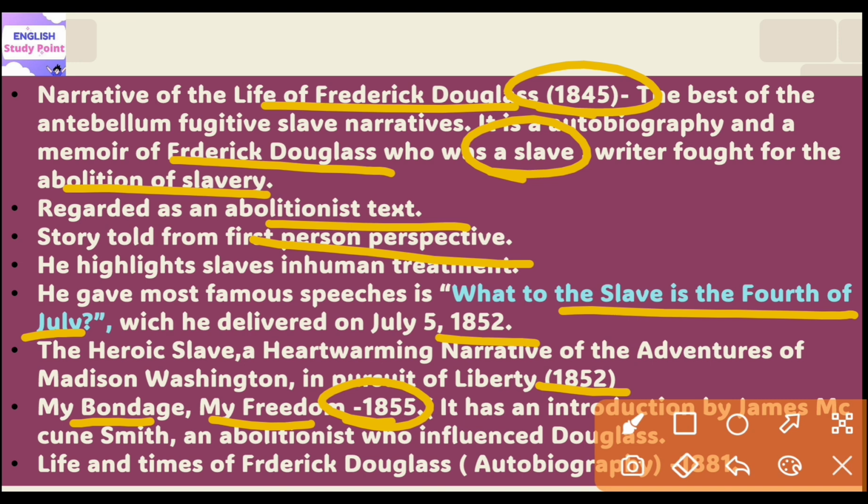Another work is titled Life and Times of Frederick Douglass. This work is considered to be his autobiography, which was published in the year 1881. This is a memoir as well as a treatise on abolition. His life as a slave talks about his escape from slavery and the variety of accomplishments that he achieved during his lifetime.